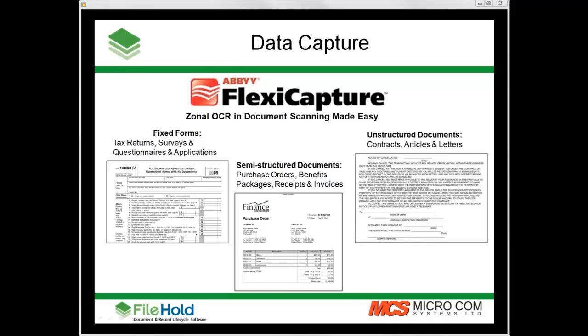ABBYY FlexiCapture is designed for low to high volume automated data capture and is used for various types of documents such as fixed forms, the one here on your far left. That would be things such as tax returns, questionnaires, surveys, and other applications. Also semi-structured documents such as purchase orders, receipts, invoices, and unstructured documents such as contracts, articles, and letters.